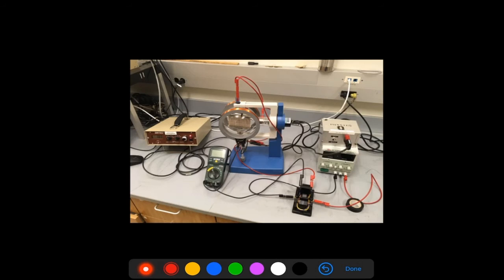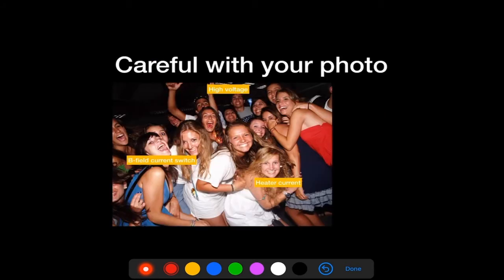So here's an example of a charge to mass ratio experiment that, it's okay. It's a little messy with the wires and things like that, but it's an image that I took. And you have to be a bit careful with your photo because we don't want any people in our experimental photos here. So we just don't want you in there.